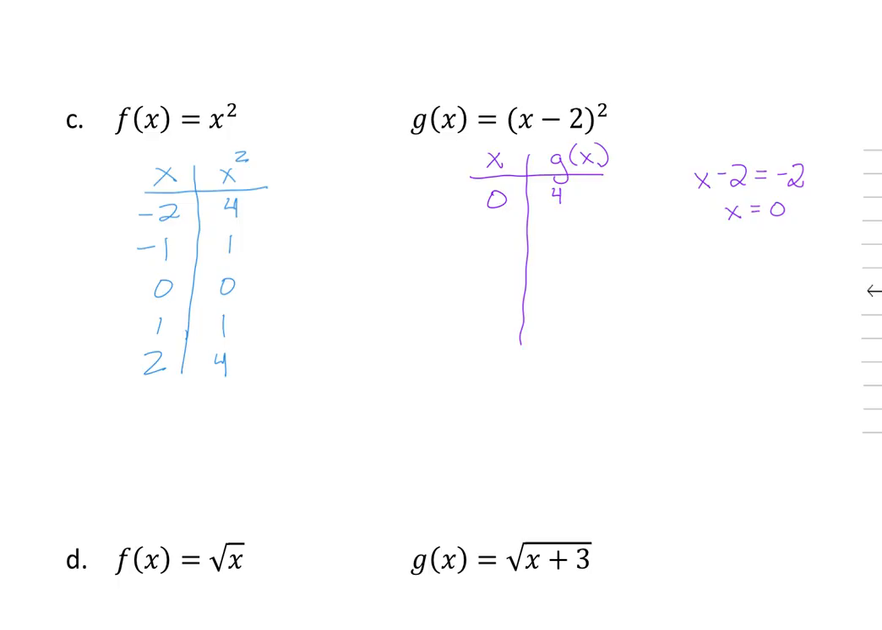And we want to do this for each number. I know that when x equals negative 1, negative 1 squared equals 1, and so I want to know when is x minus 2 equal to negative 1. We add 2 to both sides, we get x equals 1. And so when x equals 1, we get 1 minus 2 is negative 1, and negative 1 squared is 1.